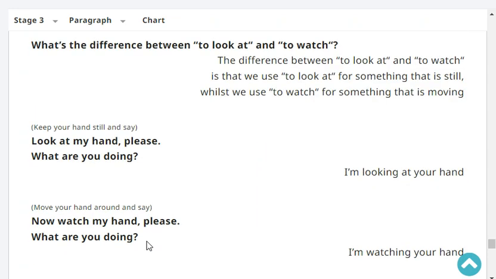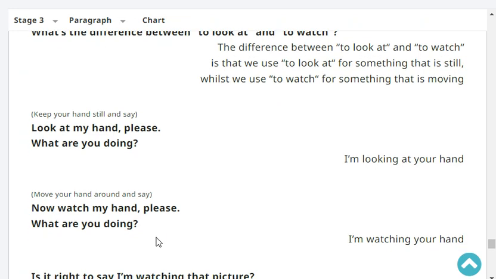Very good. Okay. What are you doing? I'm looking at your hand. What are you doing? I'm watching your hand. Very good.